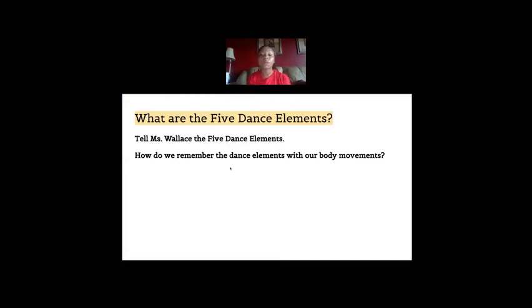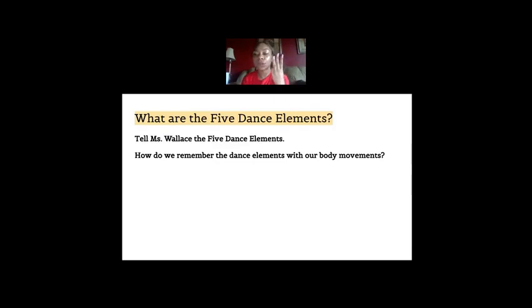So who can tell me the 5 dance elements? Let's start with number 1. What is number 1? Right, correct. It is body. You touch your shoulders for body. We use this motion to remember the first element of dance, body. What is number 2? Yes, I see you. Number 2 is action.